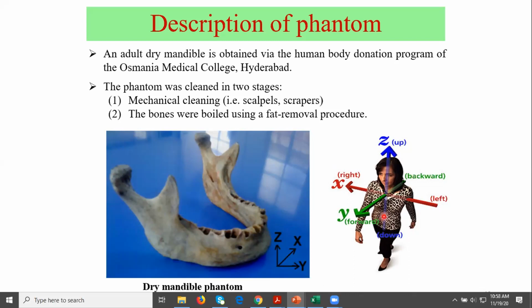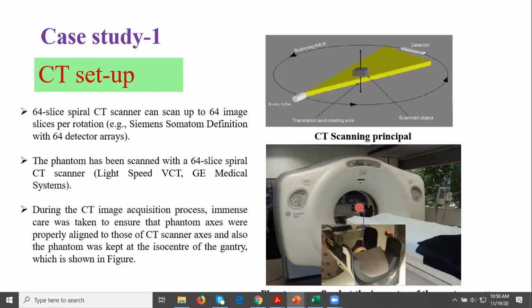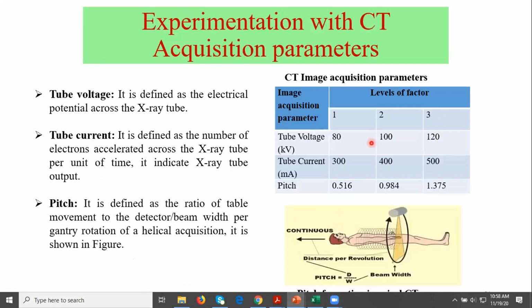When I'm working here, we consider this the x-axis, this the y-axis, and this the z-axis. The same x, y, z axes we used to make the experimentation. This phantom we kept here, and we did some experimentation using these values. We are taking the tube voltage, tube current, and pitch. For the tube voltage we are taking 80.